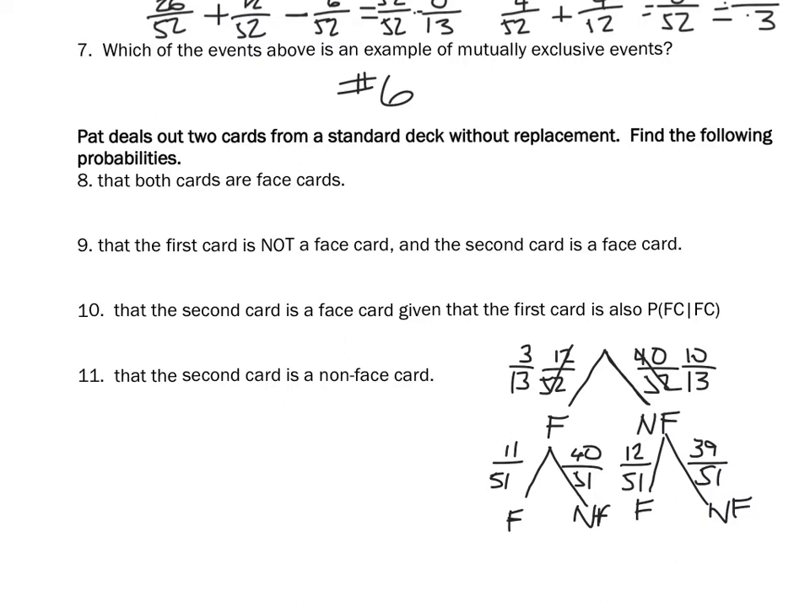11 out of 51 does not reduce, neither does 40 out of 51. 12 out of 51, if 3 goes into both of these, becomes 4/17, which means this would be 13/17.